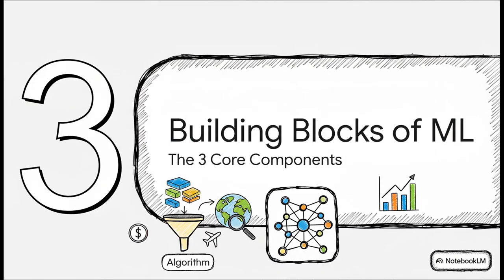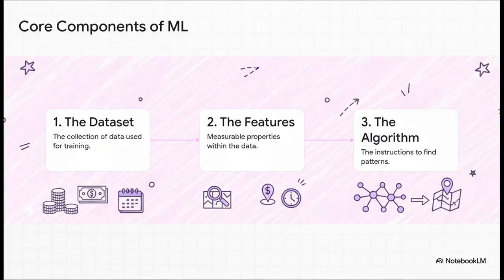Let's get a little more hands-on and actually look at the essential parts, the building blocks that make the whole thing tick. So it turns out every single machine learning model, I don't care how complicated it seems, boils down to these three core things. You need a data set, you need features from that data, and you need an algorithm. Let's quickly break down each one.